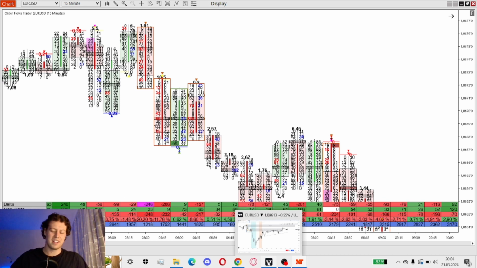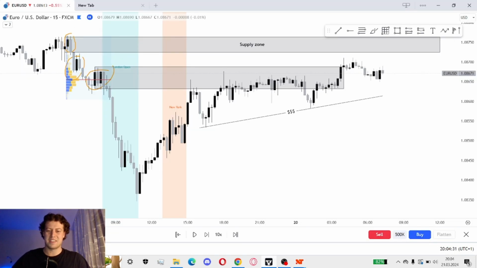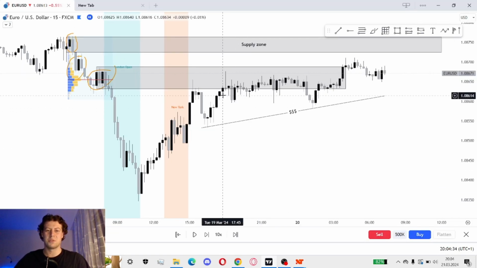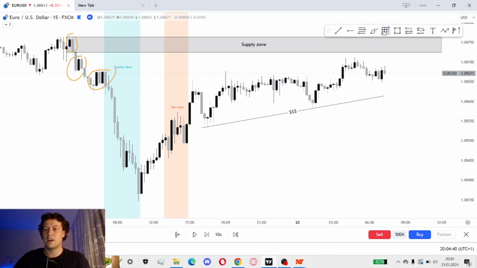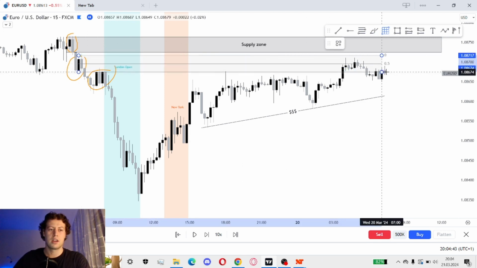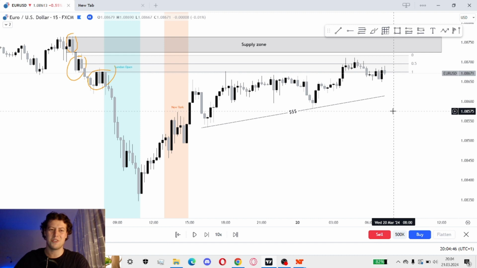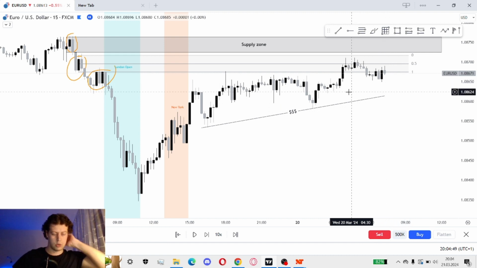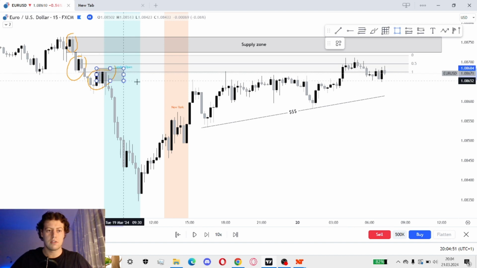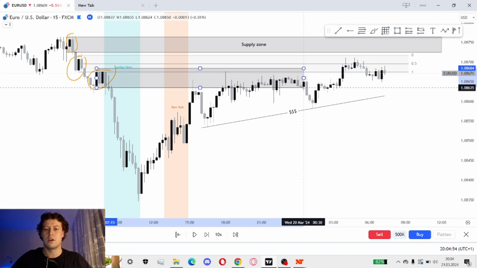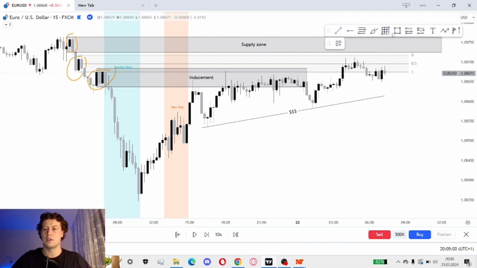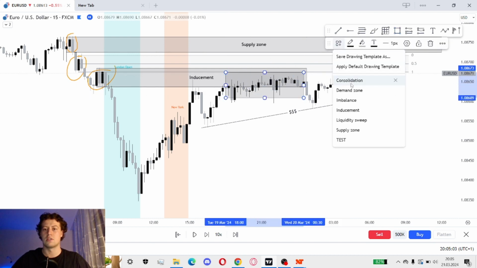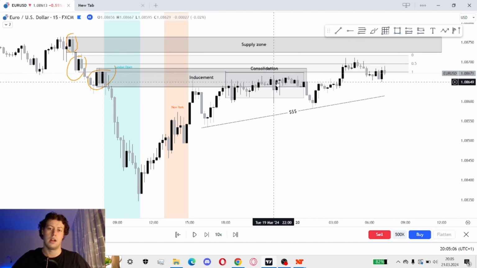We will examine it, and I want to test it properly to see if it's really right. But when you drag and draw the supply zone, you have it like this. This is finally your inducement, because it makes a reaction from it. It's also liquidity, and we have some type of consolidation here. This is also liquidity. You don't want to trade from this zone, so only this and this zone.